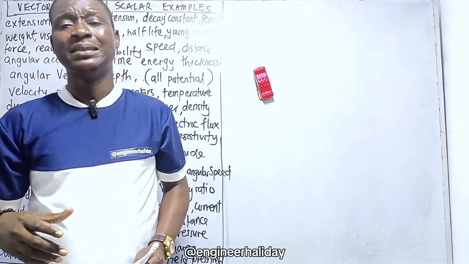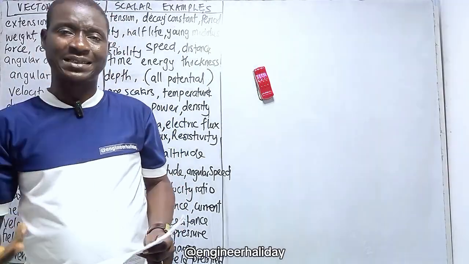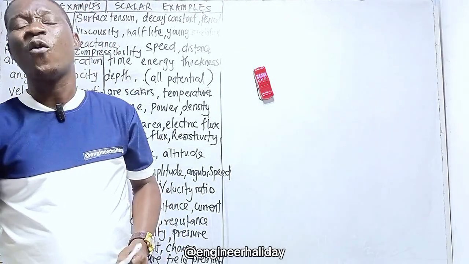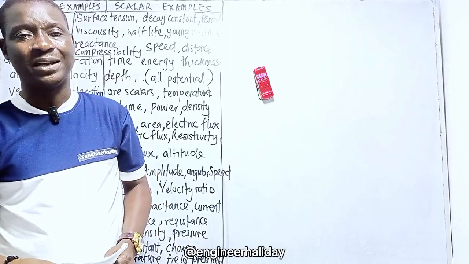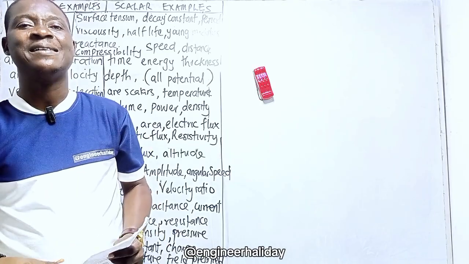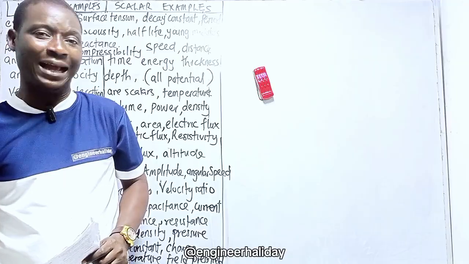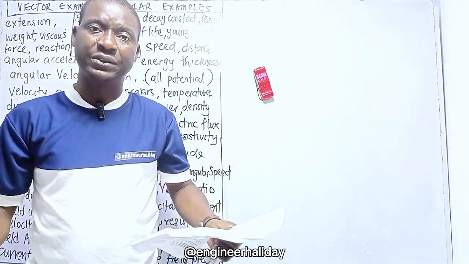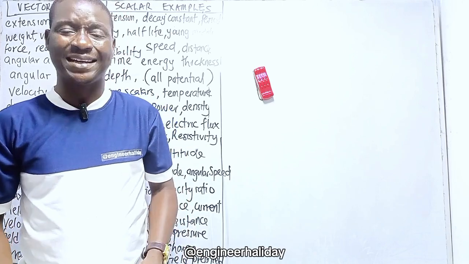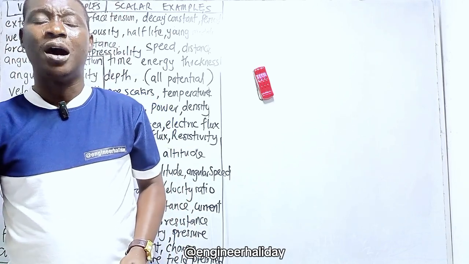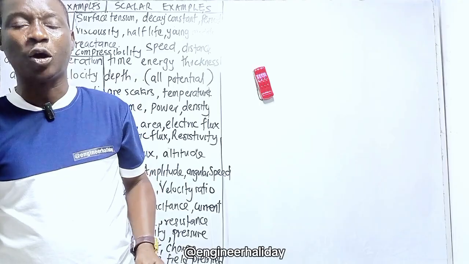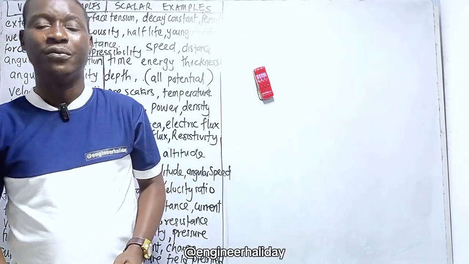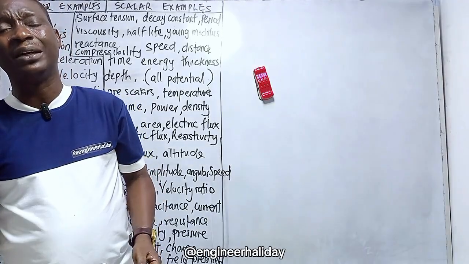You should understand that examples of vectors are extension, weights. All forces are vector. Most fields are vector except scalar field like temperature field, pressure field. Most fields like magnetic field, electric field, gravitational field are vectors. Then we have forces like upthrust, viscous force, reactional force, weight. They are all vector.